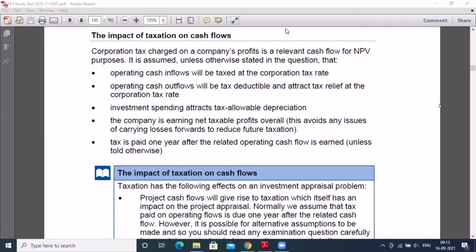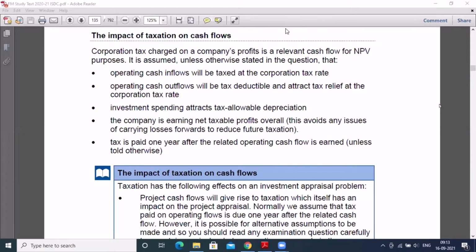Then tax is paid 1 year after the relating operating cash flow is earned. This is very important. Generally tax is paid in arrears. Suppose the financial year of the company is 1st April 2020 to 31st March 2021. Now the tax on the income of this financial year will be paid in the next financial year. It means tax amount will be paid in arrears. It won't be paid immediately. It will be paid in arrears.